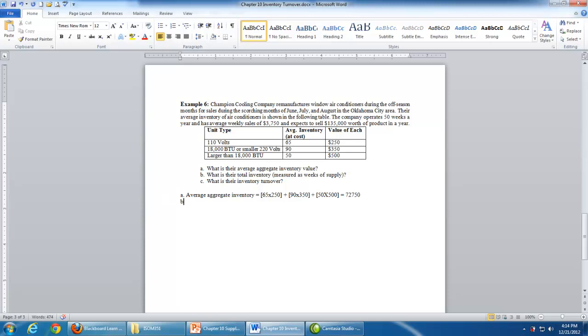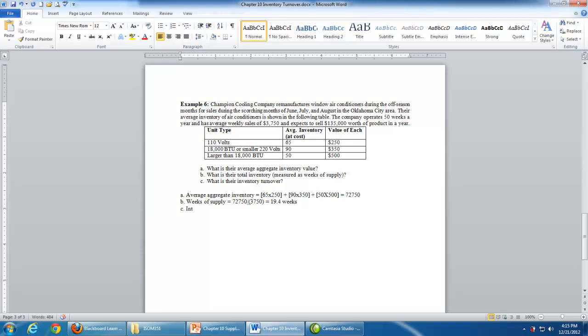Now let's do part B. Part B asks for the total inventory in terms of weeks of supply. Weeks of supply is equivalent to average inventory divided by weekly sales. Average weekly sales is 3,750. So weeks of supply is about 19.4 weeks. Not a very good situation. You have too much inventory, which will last about 20 weeks. A lot of inventory.